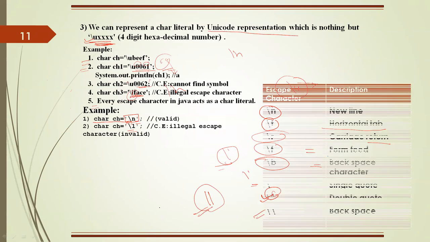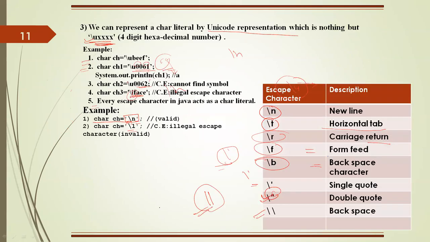Now next, we can represent a character literal by Unicode representation, which is nothing but \u followed by a four digit hexadecimal number. Like char ch equals '\u0061', you can declare the variable like that. The hexadecimal number you can take, and here it prints A.